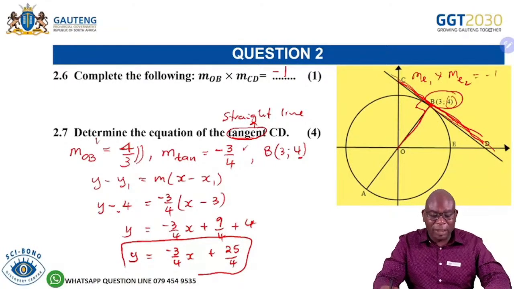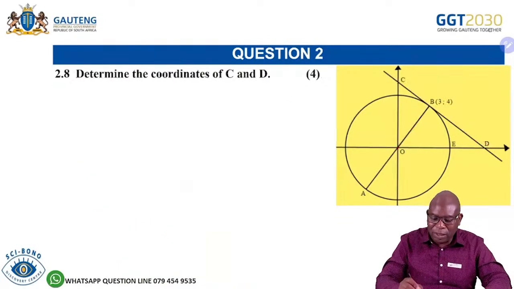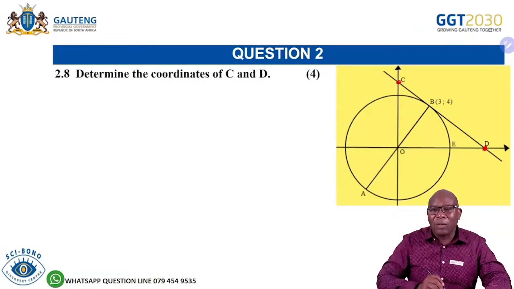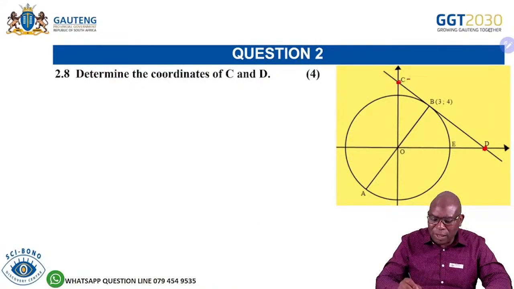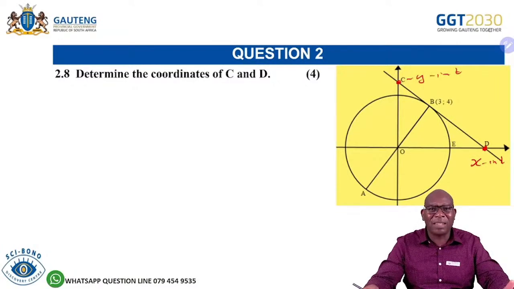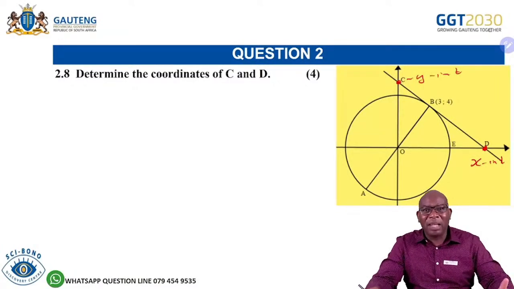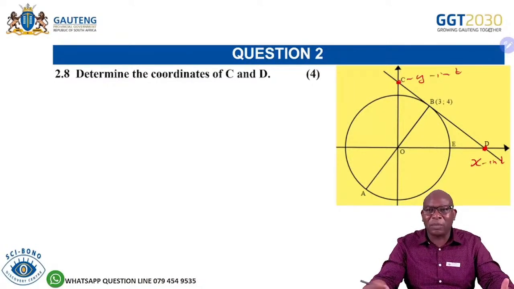Okay, the last one says determine the coordinates of C and D. Point C and point D. What do you know about those points? This is the y-intercept. This is the x-intercept. You see how they asked it? Because in some question papers, they'll ask you directly to say, here's the equation, write down the x-intercept, write down the y-intercept.